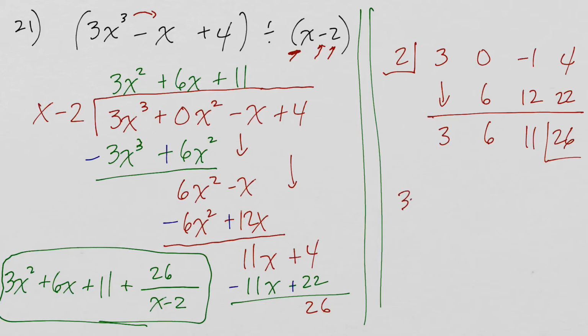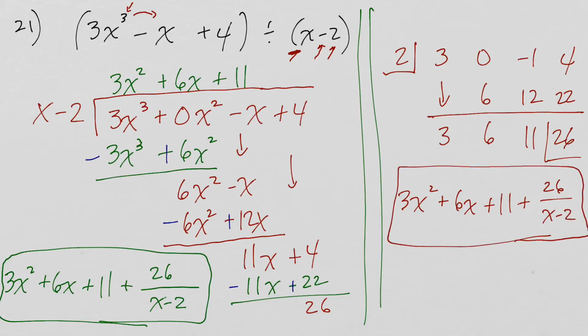This is 3x to the 1 less than what I started, squared, plus 6x plus 11, plus, because it's a positive, 26 over what I'm dividing by. That was a ton faster and a lot easier, and we get the same answer either way.